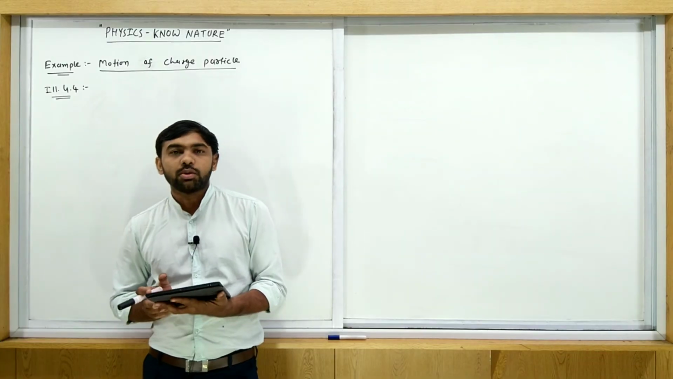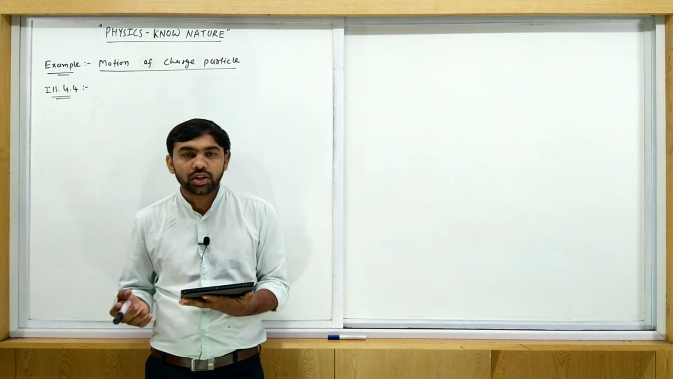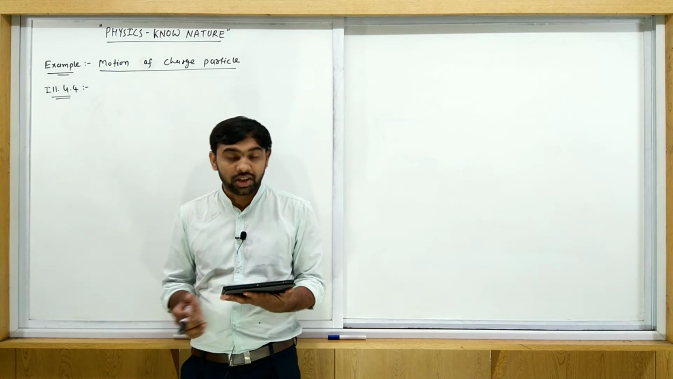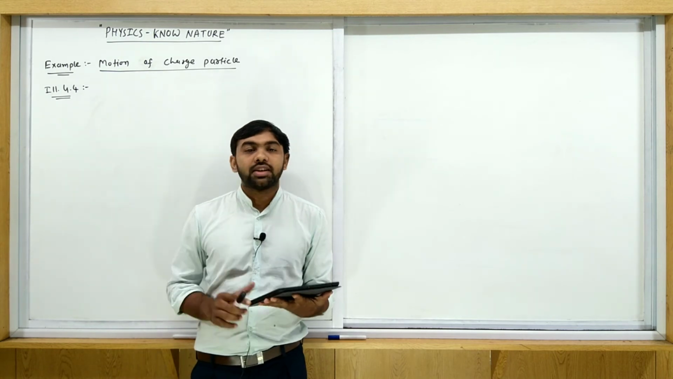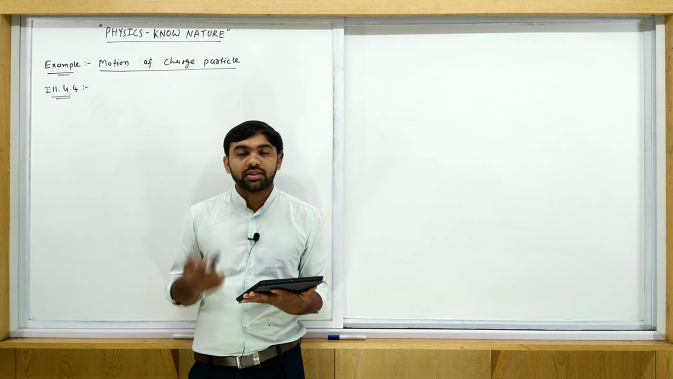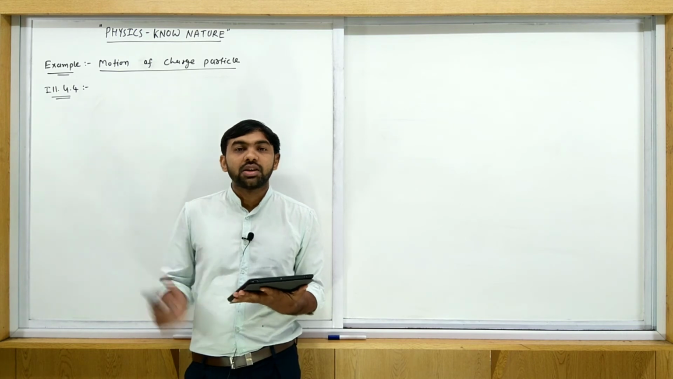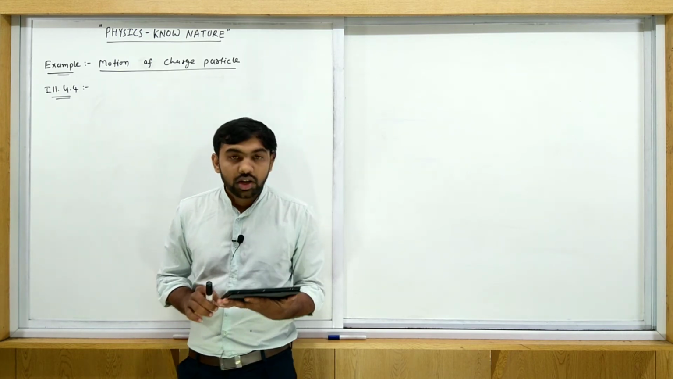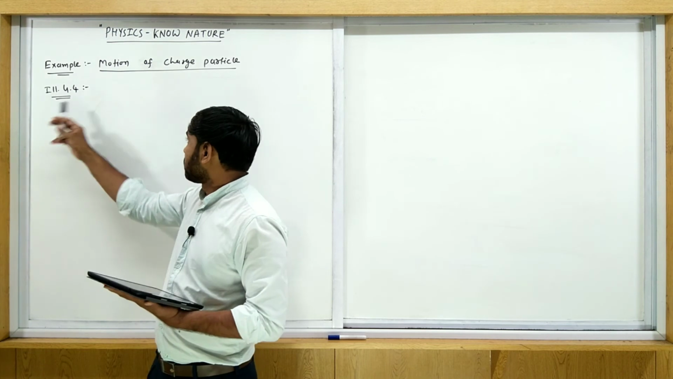Last session we discussed the theory of a charged particle moving in a combined field, the crossed field, and the cyclotron. In today's session we discuss some examples based on the same theory. Let's start with the textbook example, illustration number 4.4.